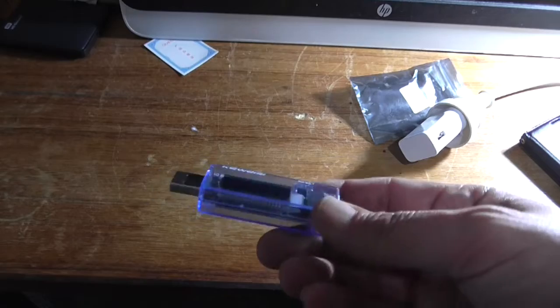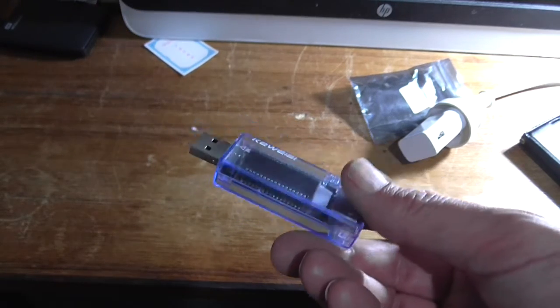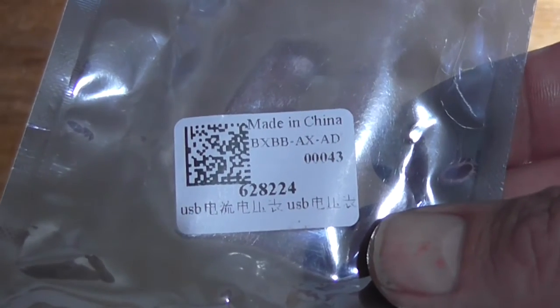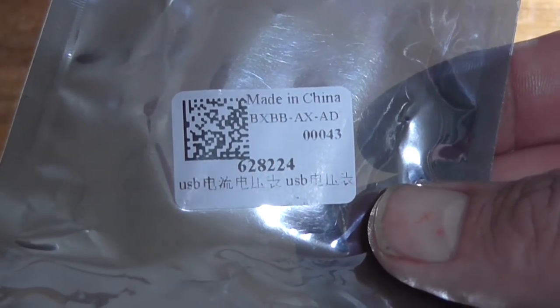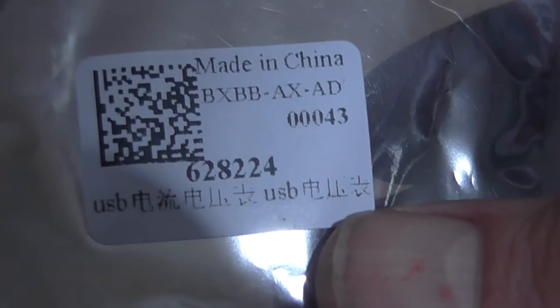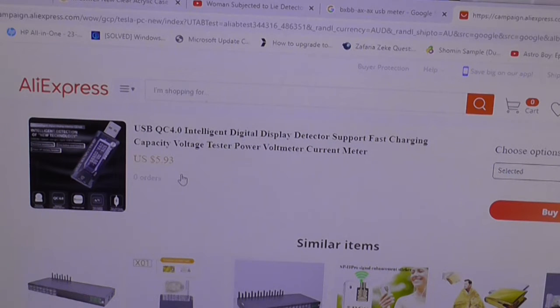Yeah, these are a handy little device. I've got not much use for it, but someone might find one of these interesting. And this was on the bag that the thing came in. It just says made in China. BXBB-AX-AAD. Alright. Well, I found something online that looks similar. It's basically a USB QC 4.0 intelligent digital display detector. Support fast charging, capacity voltage, tester power, volt meter, current meter. US $5.93. They're not expensive.